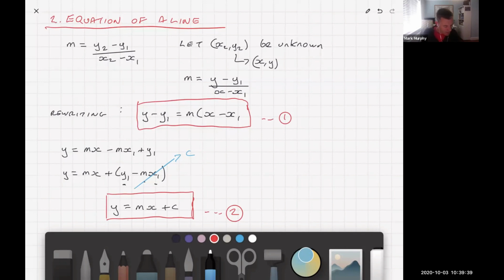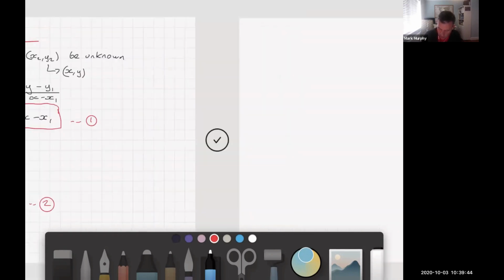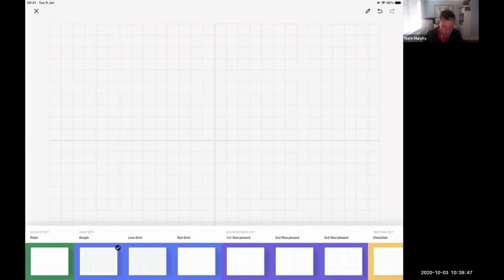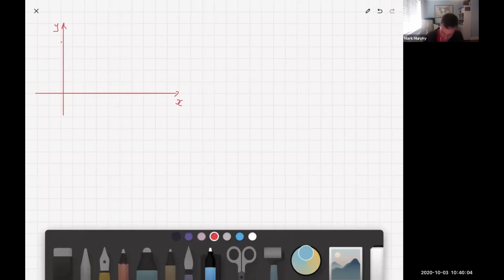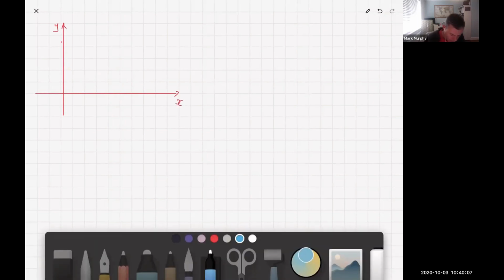Right, moving on. So I'll just do one other thing. So we have the equation of a line in two different formats. There's a third one. But before I do that, let's just draw the x-axis and y-axis. That's y, that's x. Let's pick a different color, blue, and let's draw a line. And let's call that the first format, which is y is equal to mx plus c.